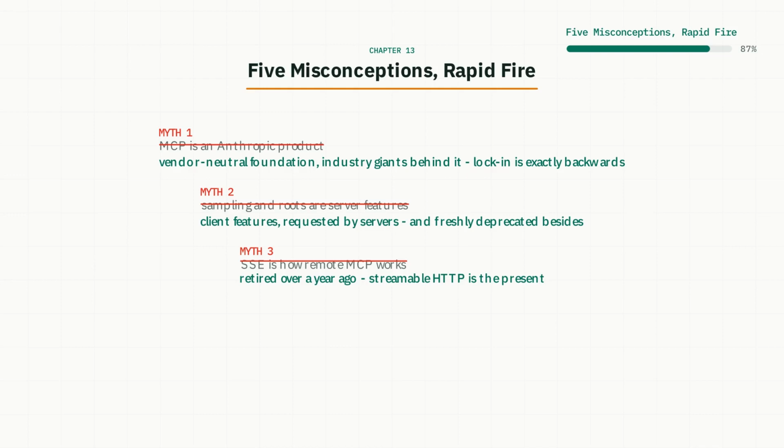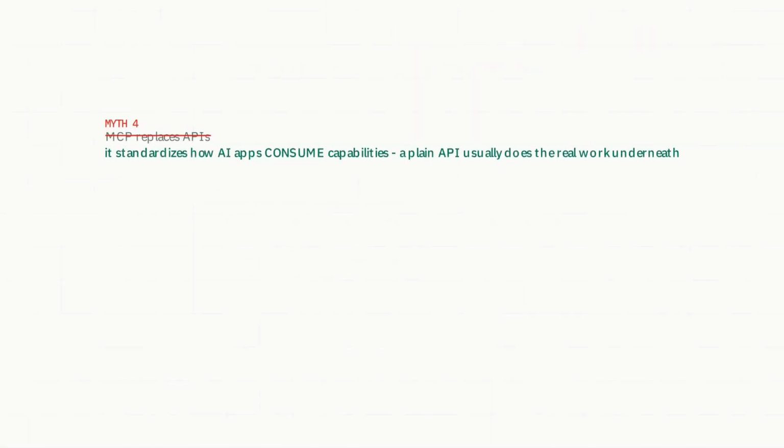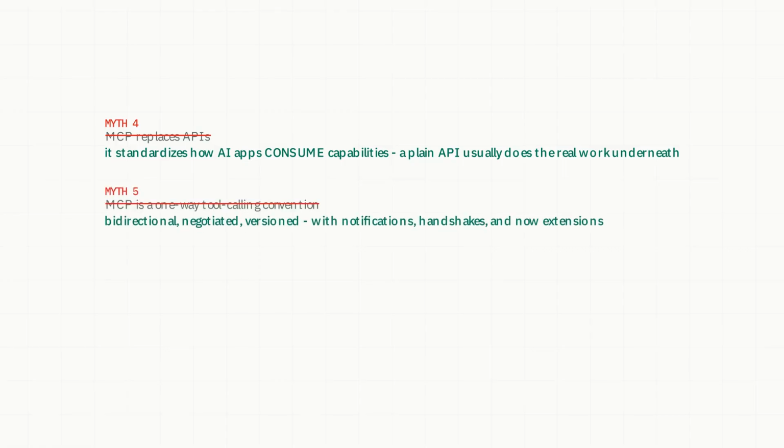3. The SSE transport is how remote MCP works. Retired over a year ago, streamable HTTP is the present. 4. MCP replaces APIs. It doesn't. It standardizes how AI applications consume capabilities, and underneath every good MCP server is usually a perfectly ordinary API doing the actual work.